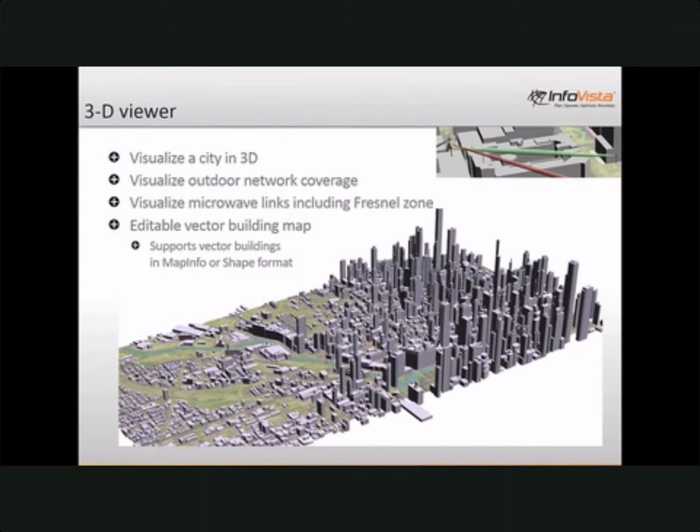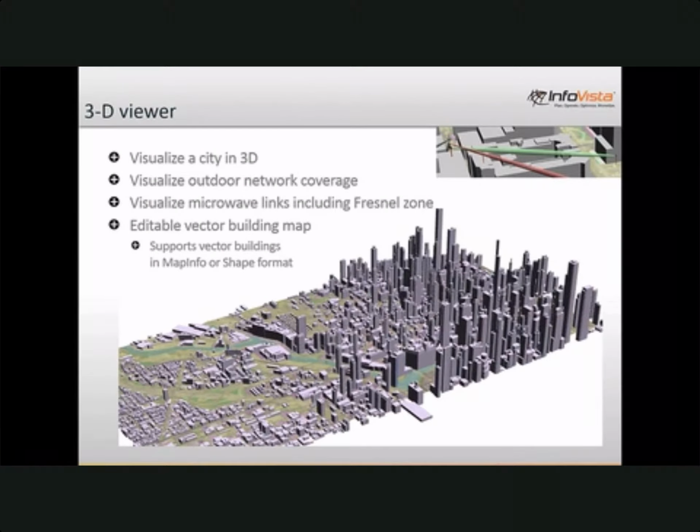In that one, you can visualize a city in a 3D model. You can move around and see it from any direction, zoom in, zoom out. You can visualize outdoor network coverage, so you can do a coverage diagram to see signal strengths in different areas. You can also visualize your microwave link, including the Fresnel zone, as you can see here up in the corner when you zoom in and zoom out.